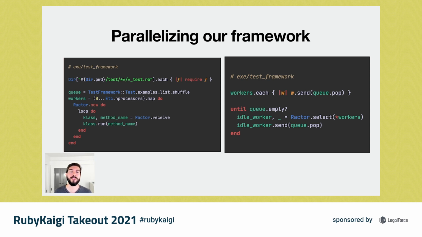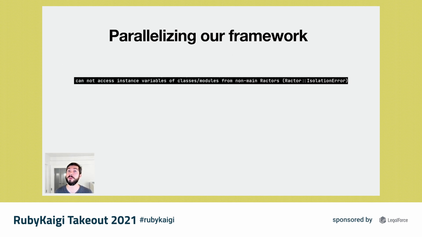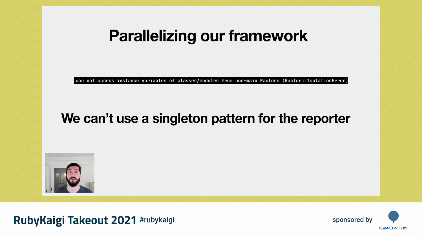But if we try to run this, we're going to get an error related to using class variables inside non-main Ractors. So basically, Ruby currently does not allow you to use any class variables inside child Ractors. And this error is coming from our singleton reporter instance every time we try to access it to save information. So we need to find a different way of aggregating information that doesn't involve class variables.